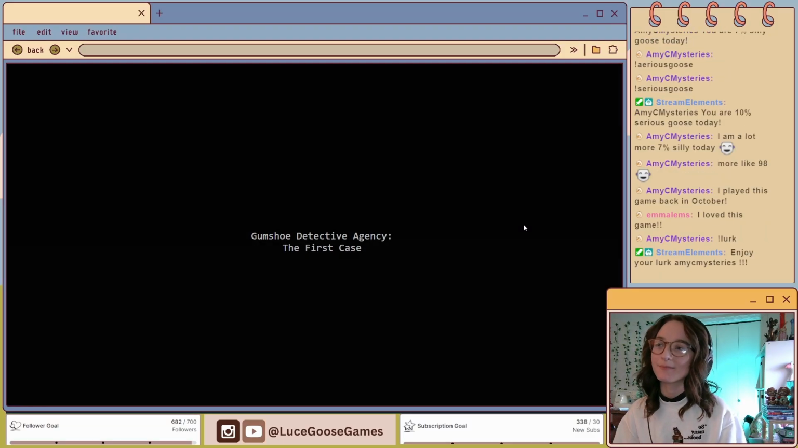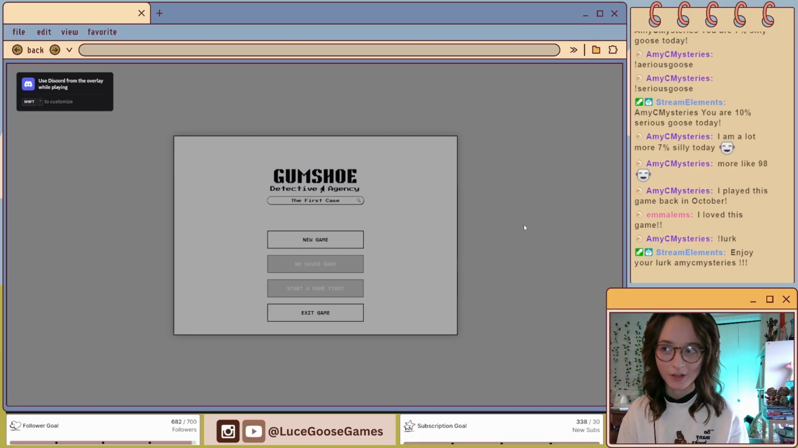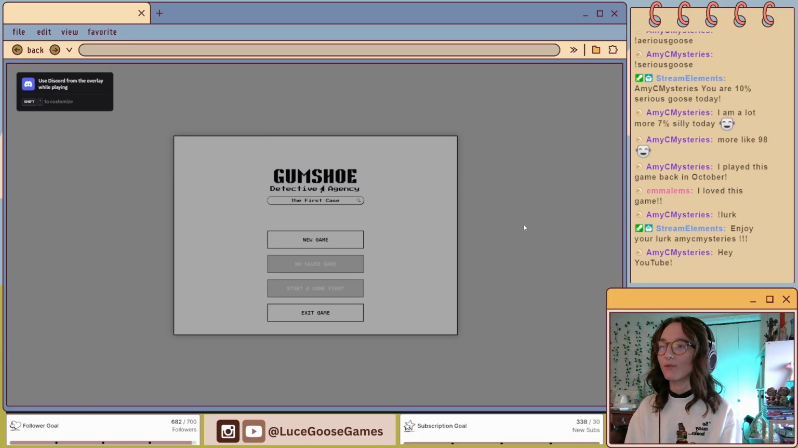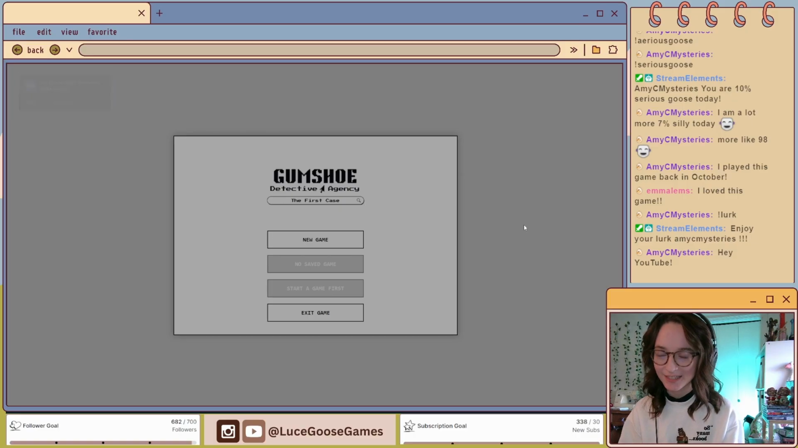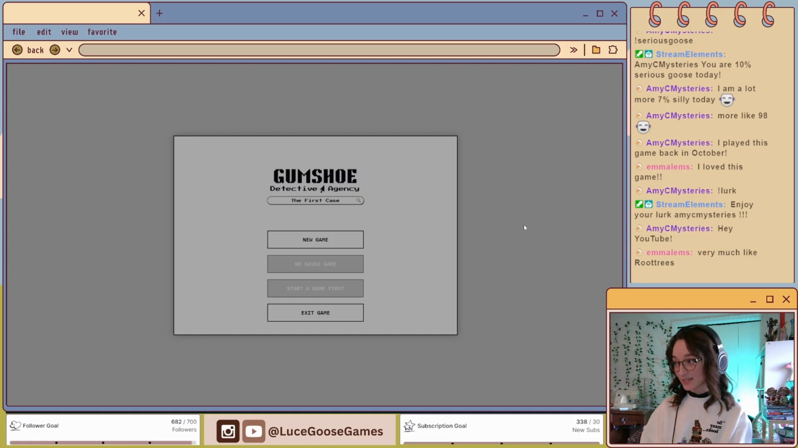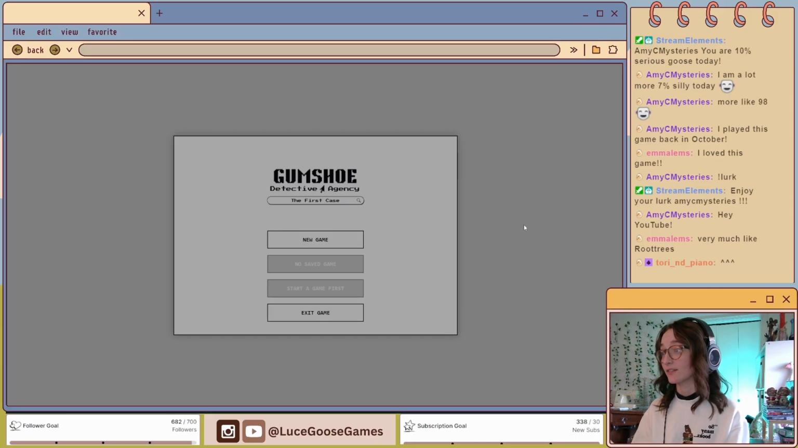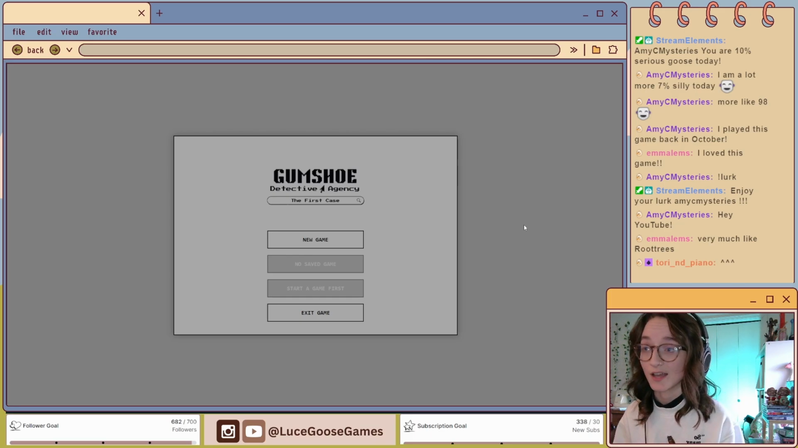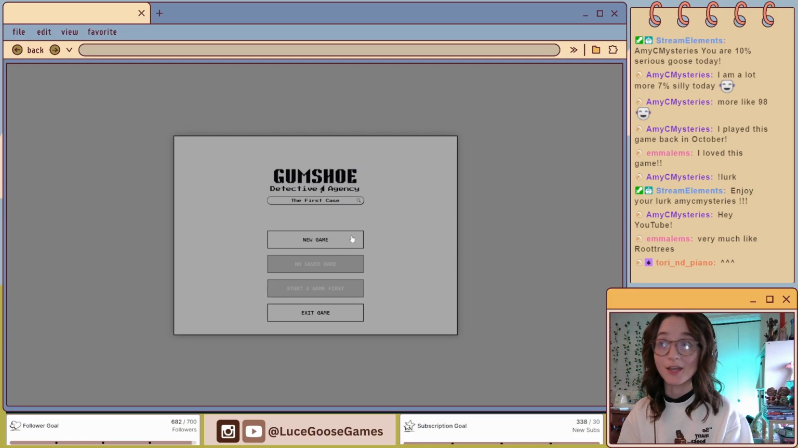Today we're playing Gumshoe Detective Agency, The First Case. This game was kindly gifted to me by the developer, so we are very excited to play it today. I believe it takes place in 1995. I still haven't played The Roottrees Are Dead yet, but I have heard that it is kind of a similar vibe. So if you like The Roottrees Are Dead, you're going to like this game. It's also in my wish list, so we will get to that eventually, I'm sure. But let's just get right into Gumshoe.